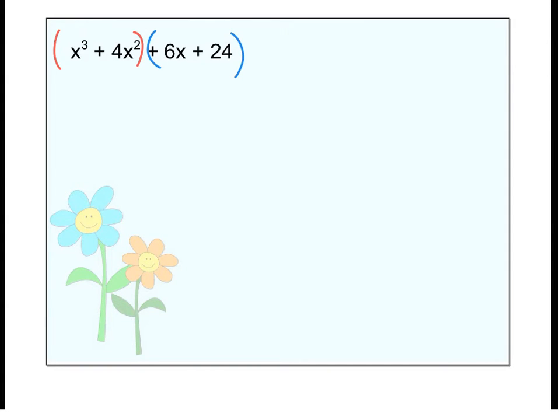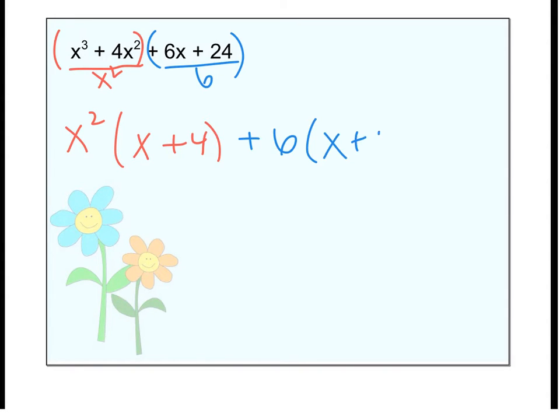Again, there's no GCF to take out initially, so I'm going to do a GCF of just x cubed plus 4x squared. Biggest thing I can take out is an x squared, so I'm going to divide that out there. That leaves me with an x plus 4. Here, biggest thing I can take out is just a 6. So plus 6, that's going to leave me with x plus 4. Final answer will be written as x plus 4, just one time, and then x squared plus 6.